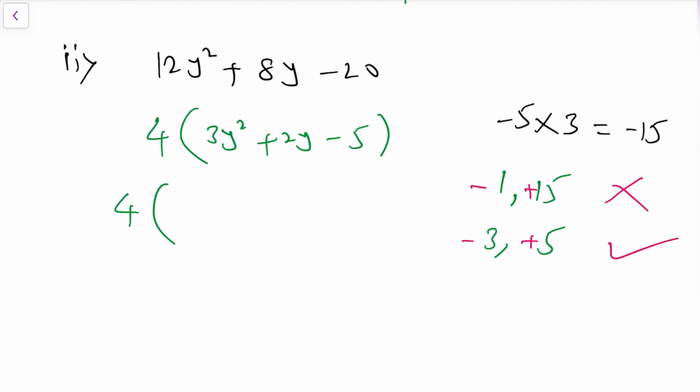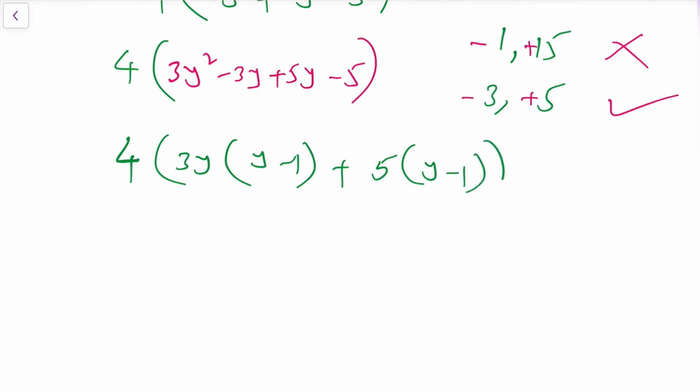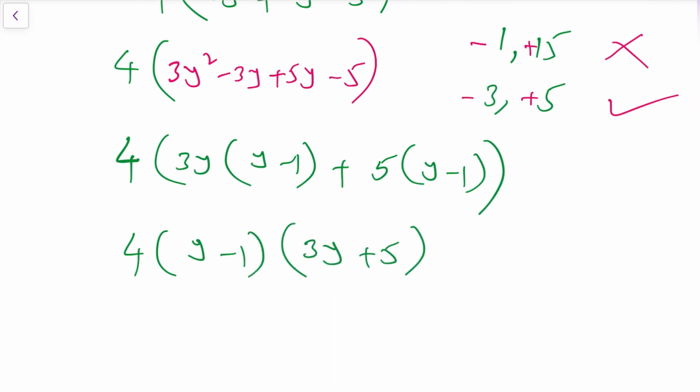So 3y square as it is. In the place of 2y, let us substitute minus 3y plus 5y. Minus 5 as it is. Close it. 4 as usual into, from the first and second term, we can take out 3y common, then we remain with y minus 1. Plus 5 common, then we remain with y minus 1. So 4 into y minus 1, which is there 2 times, so write y minus 1 into the remaining 3y plus 5. So the factorization is 4 into y minus 1 into 3y plus 5.